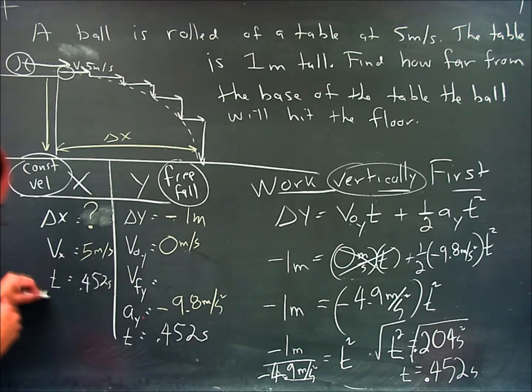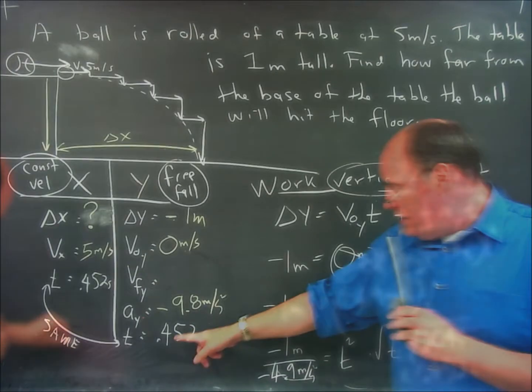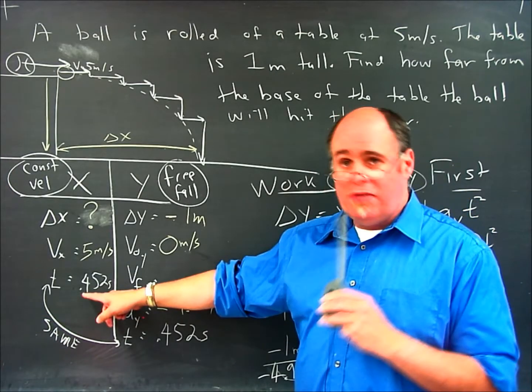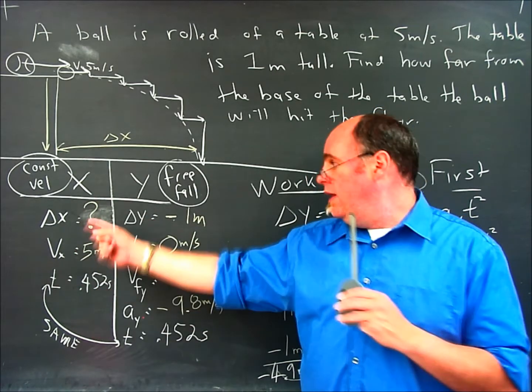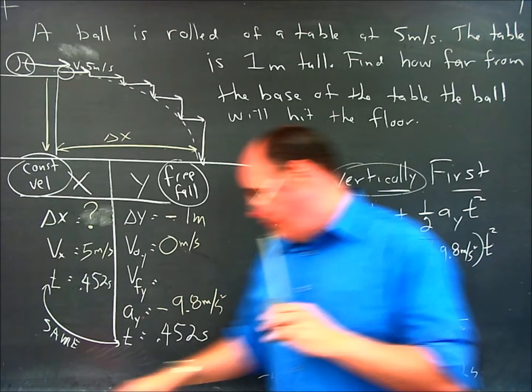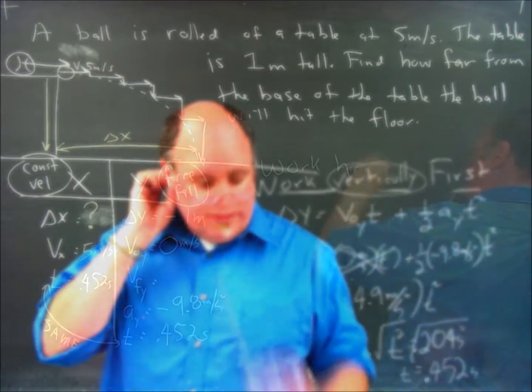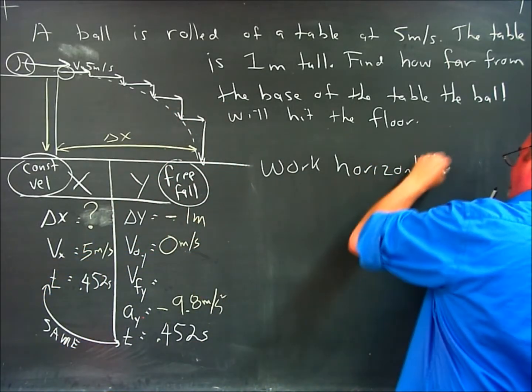0.452 seconds. This is the critical part. These are the same. Since I know the time on one side, I know the time on the other side because they're the same. And now there's only one thing missing from the horizontal side, and that is what delta x is. So I can calculate delta x.